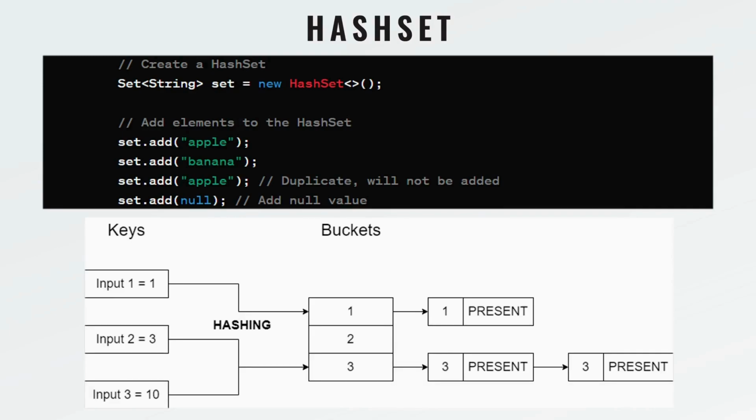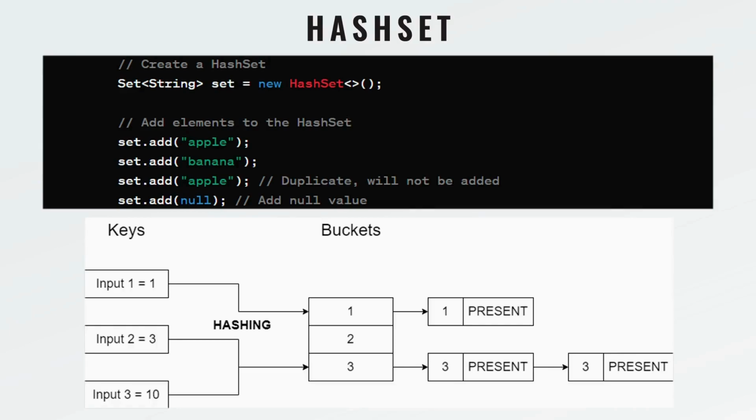When you add an element to a hash set, Java computes the hash code of the element using the hashCode method of the object. The hash code is then used to determine the index, that is the bucket, where the element will be stored in the array. Since multiple elements may have the same hash code, which is known as hashcode collision, HashSet uses a technique called chaining to handle collisions.